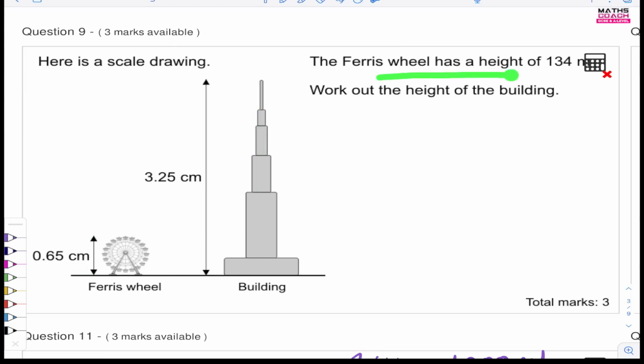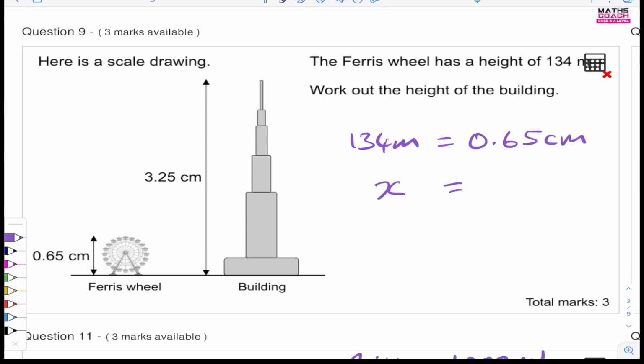Now, the actual height of the Ferris wheel is given as 134 meters. So we know that this 134 meters is represented on our page, using our ruler, as 0.65 centimeters. The Burj Al Khalifa, or this building, we don't know the height of it, that's what we're trying to work out here, we'll call it x. We are told that on paper it is 3.25 centimeters. What is this height going to be? Well, we can do this in one of two ways. I'll go over the simple one here, because this is question 9 on a foundation paper.